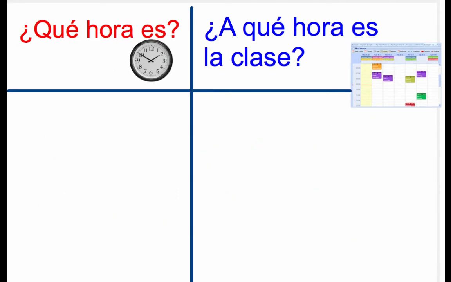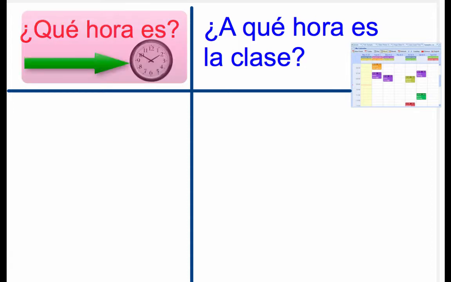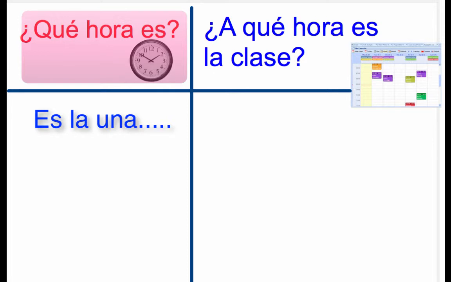So to wrap it up, the two questions about telling time are ¿qué hora es? And ¿a qué hora es an event? To answer ¿qué hora es?, you're going to look at a clock. You're going to start your answer in one of two ways. If it's 1 o'clock, you use es la una. If it's anything other than 1 o'clock, you use son las and then fill in the hour.